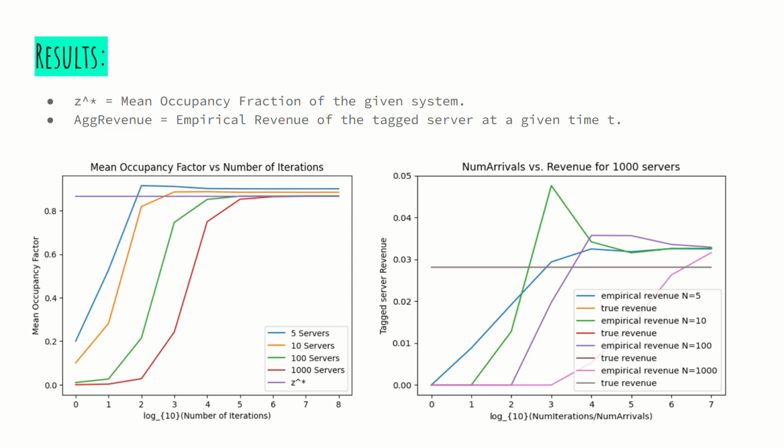Through our calculations, we have found the correct value of Z star, and we plotted it here, and the same with the tagged server revenue. As you can see, the Z star, or the mean occupancy fraction, matches with the calculated value, and the same holds true for the tagged server revenue as well.